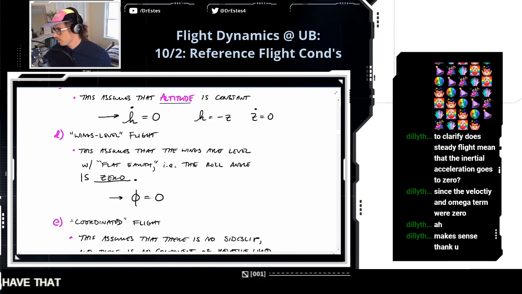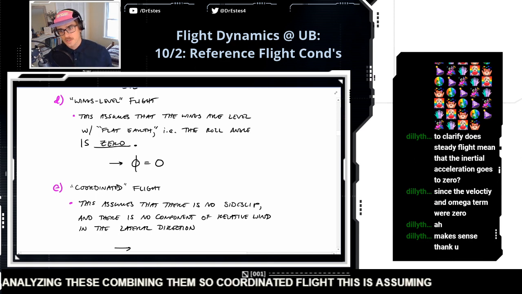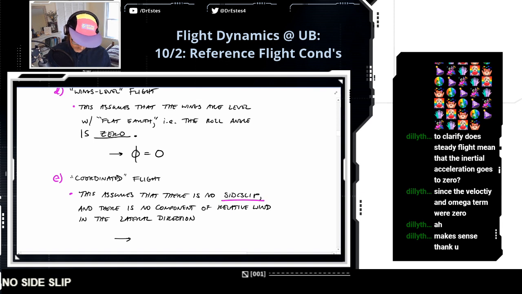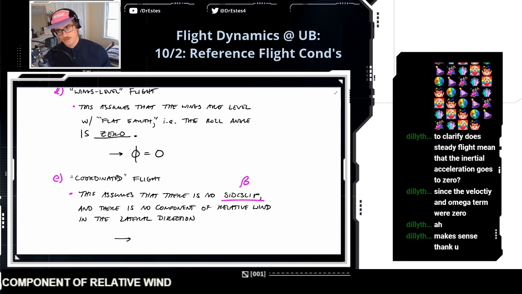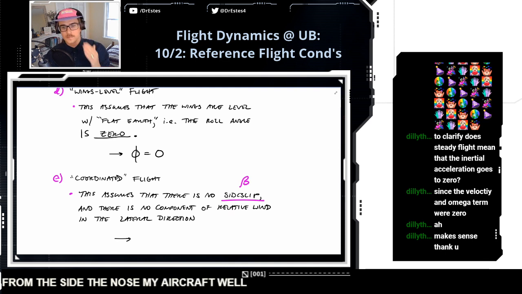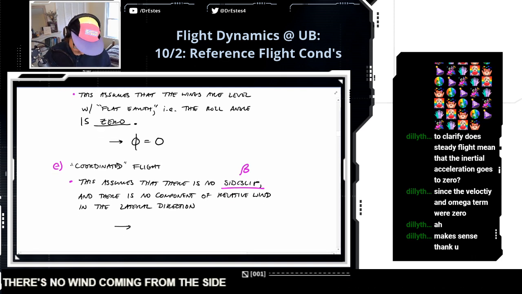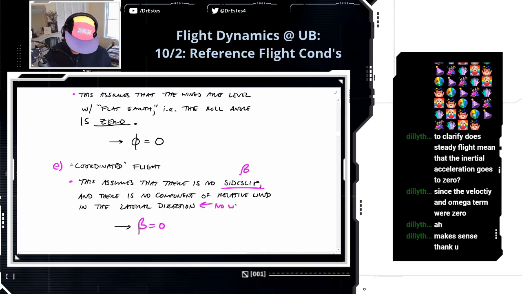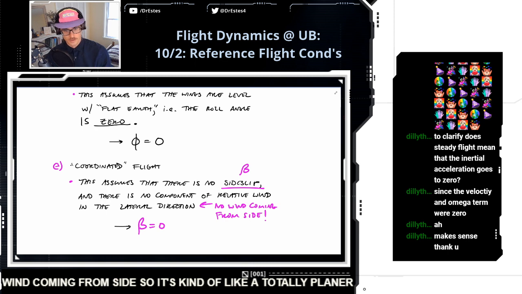And then we have, I think this is the last one we're going to do, and then we're going to start analyzing these, combining them. So coordinated flight. This is assuming that there's no side slip. Side slip, that's our beta angle. And all this means is that there's no component of relative wind in the lateral direction, meaning I'm not getting any wind from the side. The nose of my aircraft is just front facing the relative wind. There's no wind coming from the side. So it's kind of like a totally planar model for the aircraft.